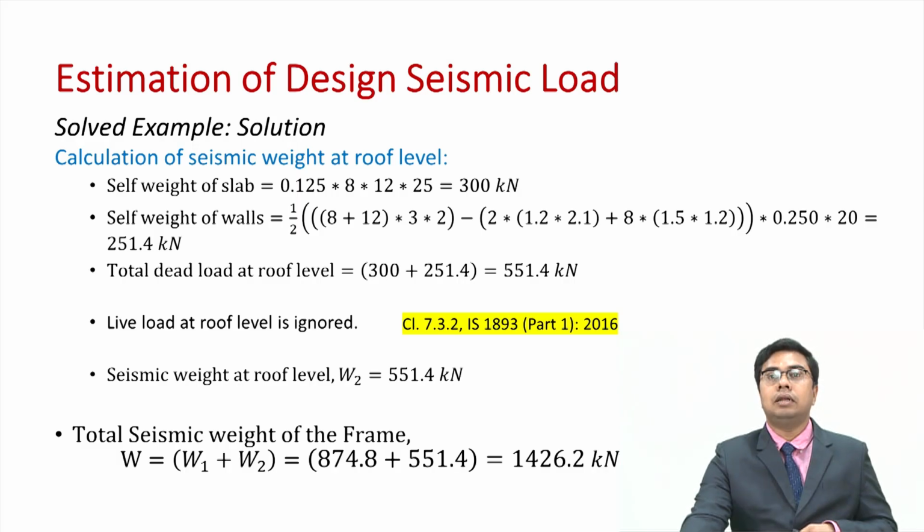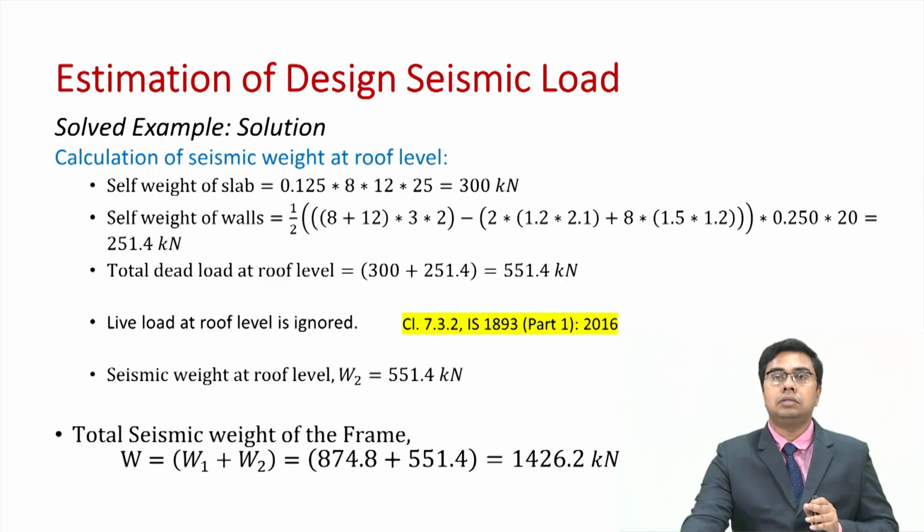So, the total dead load at the first floor level now becomes equal to 551.4 kilonewton, and based on clause 7.3.2 of IS 1893 part 1 2016, we ignore the contribution of live load at the roof level. Why do we ignore the contribution of live load to the seismic weight at the roof level? Because earthquake is a rare occurrence, and we assume that during the earthquake there was no live load at the roof level. So, now the seismic weight at the roof level is calculated, which is 551.4 kilonewton.